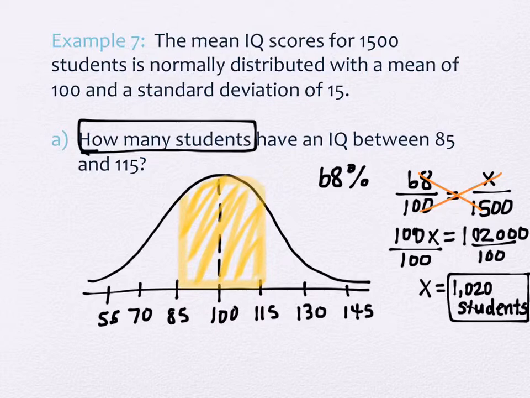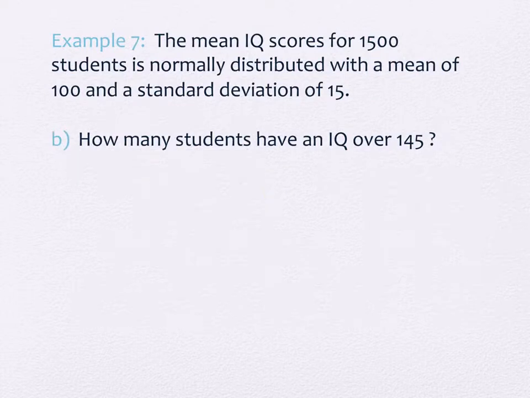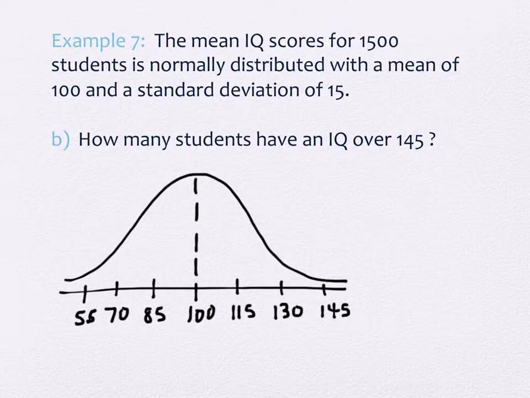Okay, ready to try the next one? I'm going to let you guys get this one. We can shade it together, and then I'm going to have you calculate it. Where am I going to be shading? The right side of 145, over here, right? See if you can figure out what percent that is, and then figure out how many students that corresponds to.